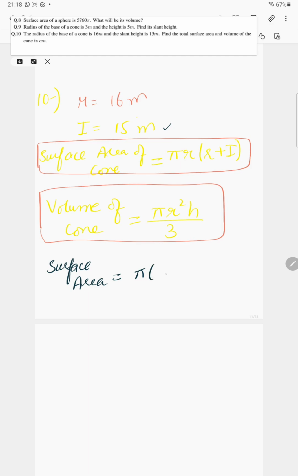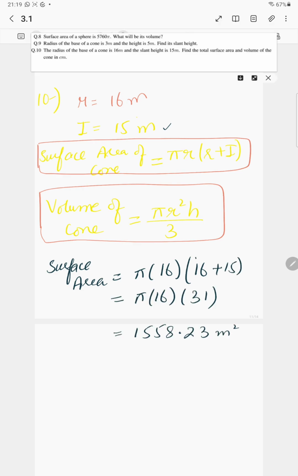First of all, to find surface area of the cone, pi r, what is r? 16, r plus l, r 16 plus 15. So now solving this, it is equal to 1558.23 meters square, and if we will convert into centimeter square, it's multiplied by 10,000, which would be equal to 15582299.5 centimeters square. This was the surface area.